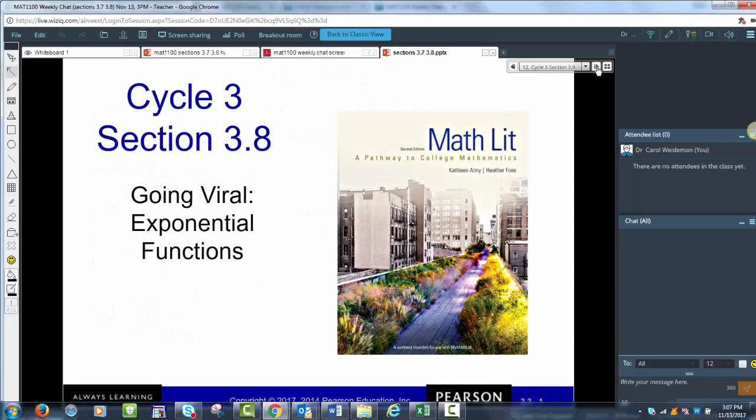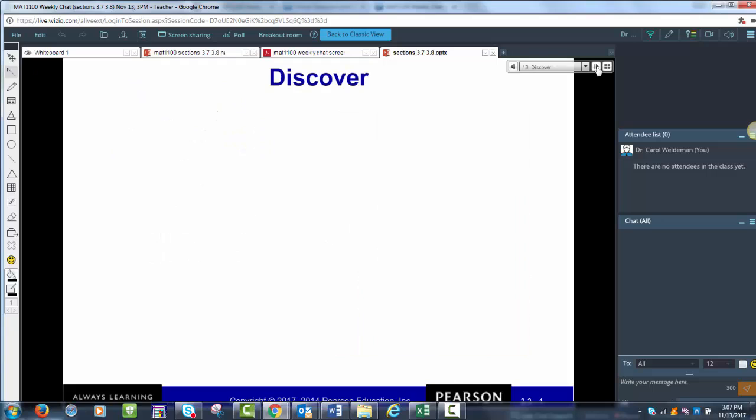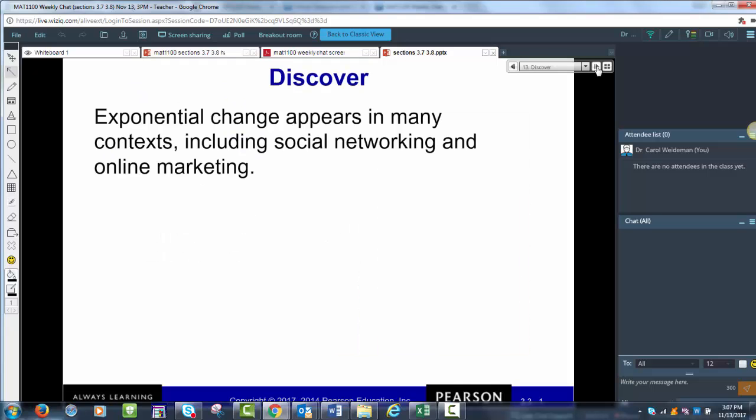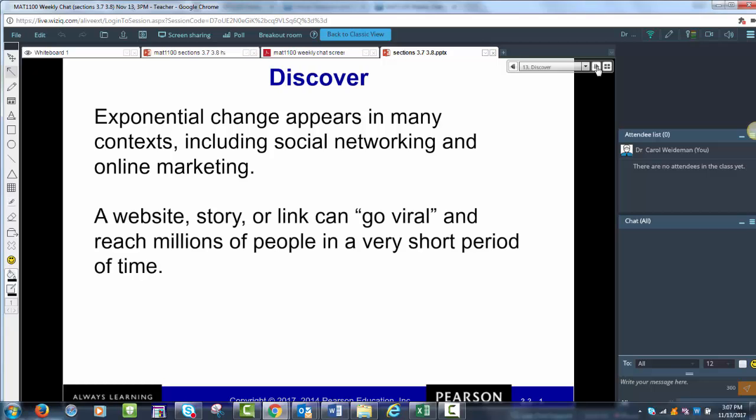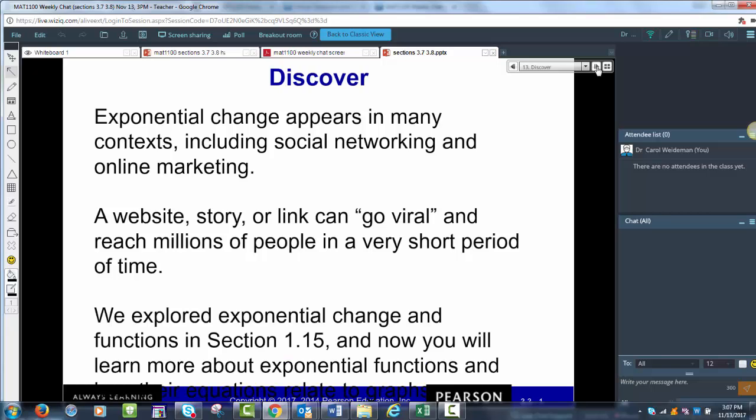Okay, the next section we're going to go over is exponential functions, which we've actually looked at earlier in the course, if you remember way back in the first cycle. Exponential change occurs in many contexts, including social networking, online marketing, also in things like the way bacteria grow, populations grow. So a website, a story, or a link can go viral and reach millions of people in a very short amount of time. And again, we explored this earlier in section 1.5, and now we're going to learn more about exponential functions in this section.